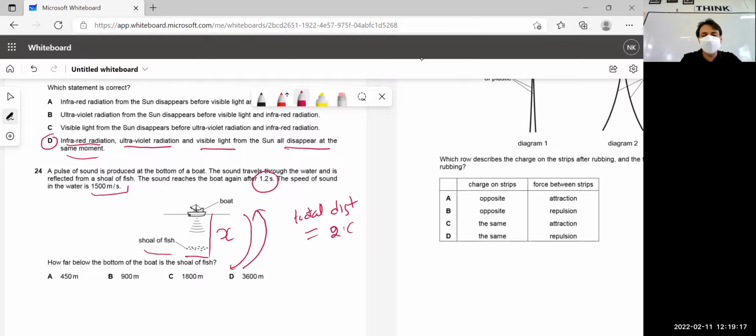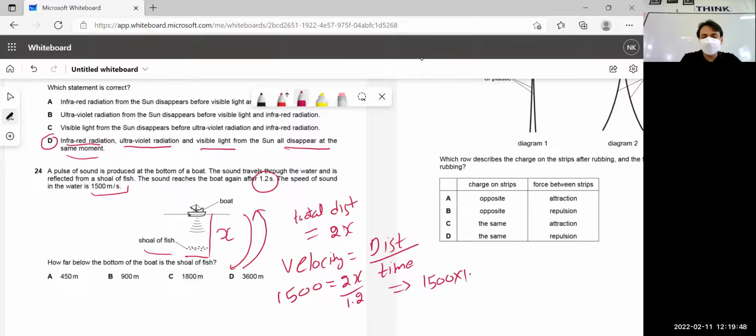So the velocity value you can calculate. The velocity equation is distance divided by time. So velocity is given as 1500, distance is 2x, and time taken by the sound is 1.2 seconds. So here you can calculate, children. 1500 multiplied by 1.2 divided by 2 is equal to x. So that gives one side length, or the depth, or the position of the shoal of fish from the boat.